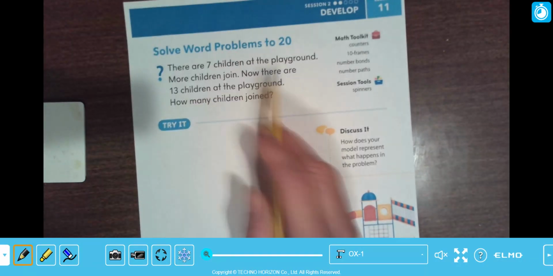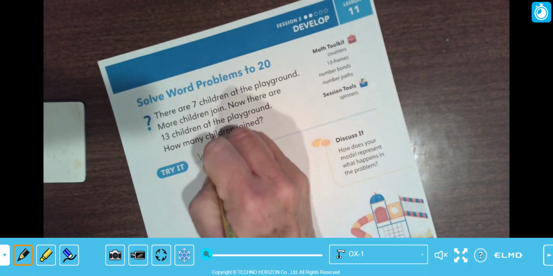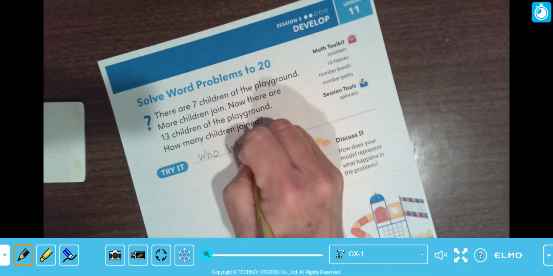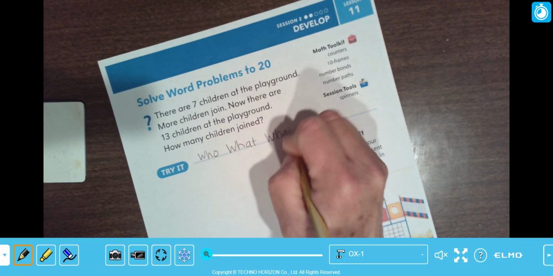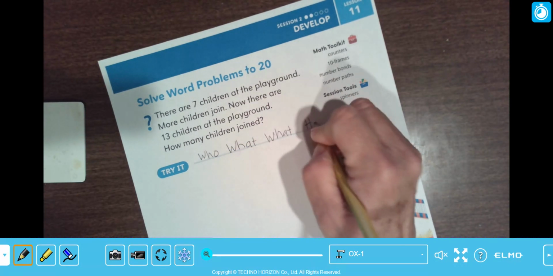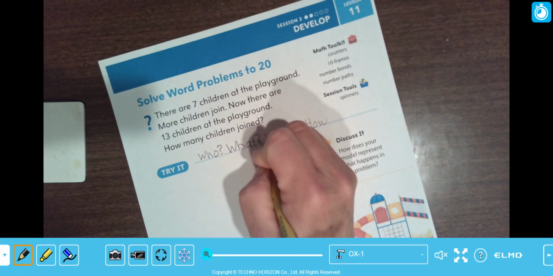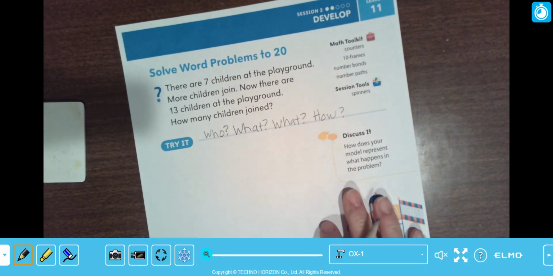So I'm going to read it, and we're going to think about these questions. Who is it about? What do we know? What do we need to find out? And how are we going to solve the problem? So who, what, and how. Okay? So here we go.